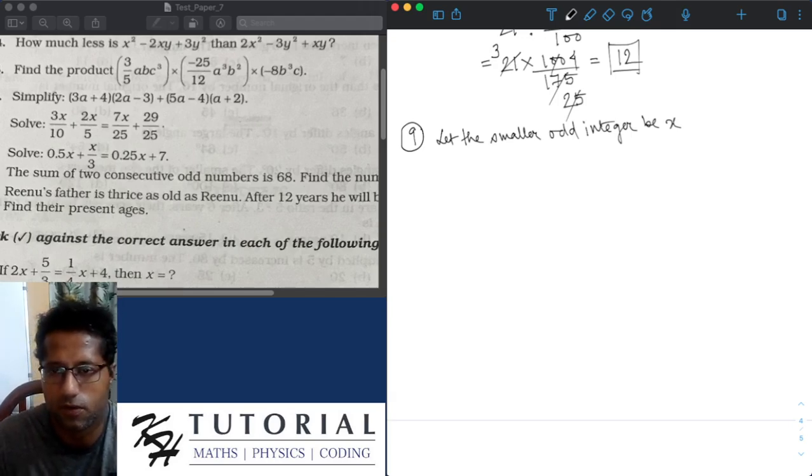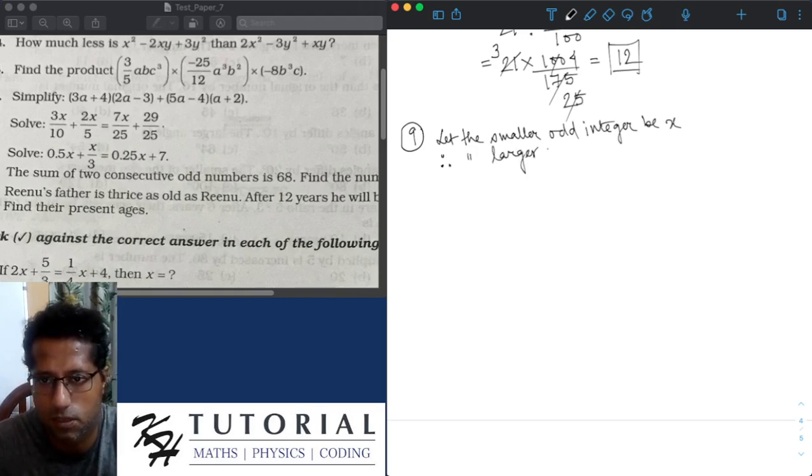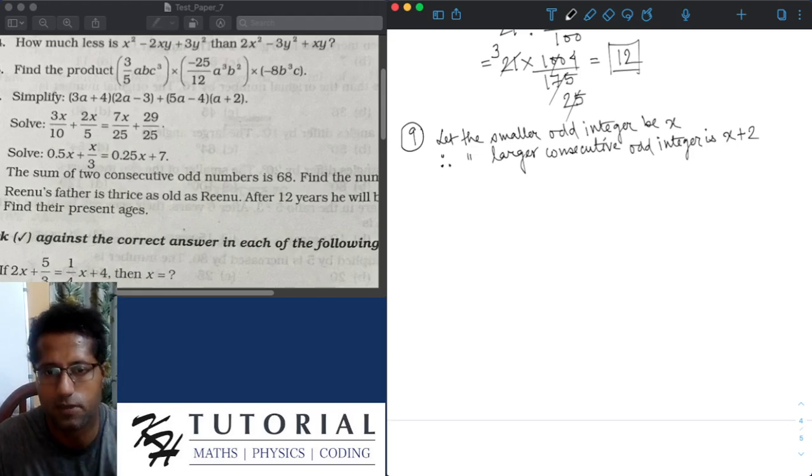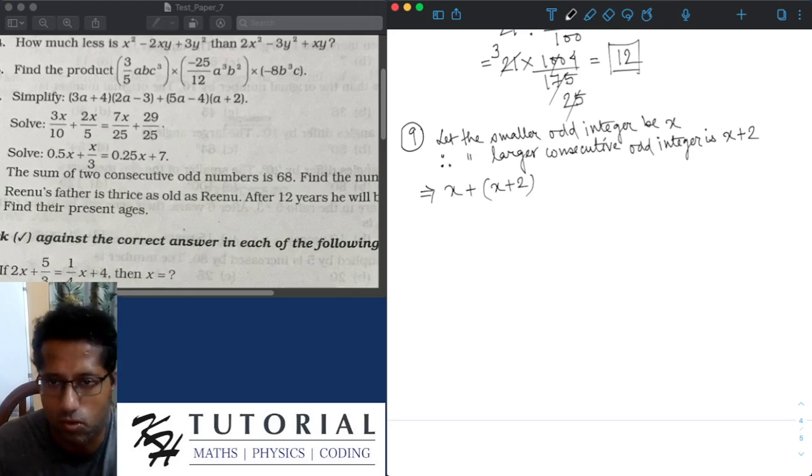So we are assuming the smaller odd integer to be x. Therefore, the larger consecutive odd integer is x plus 2. Now it is also given that the sum of the two consecutive odd integers is 68. So this implies x plus x plus 2 is the sum of the two consecutive odd integers in terms of the variable x, and the sum is given to be 68.